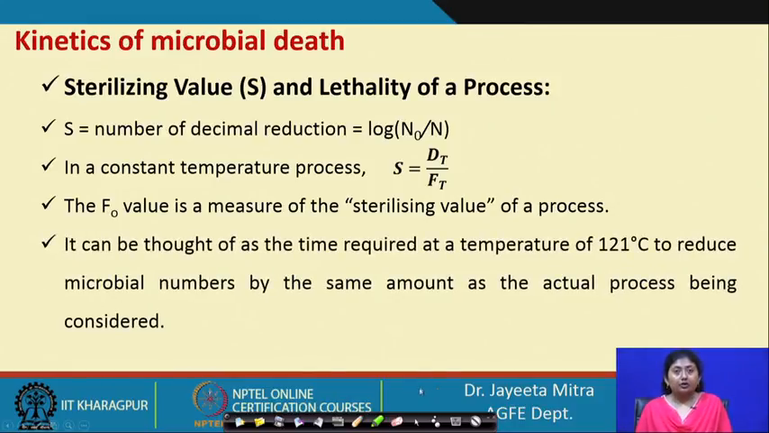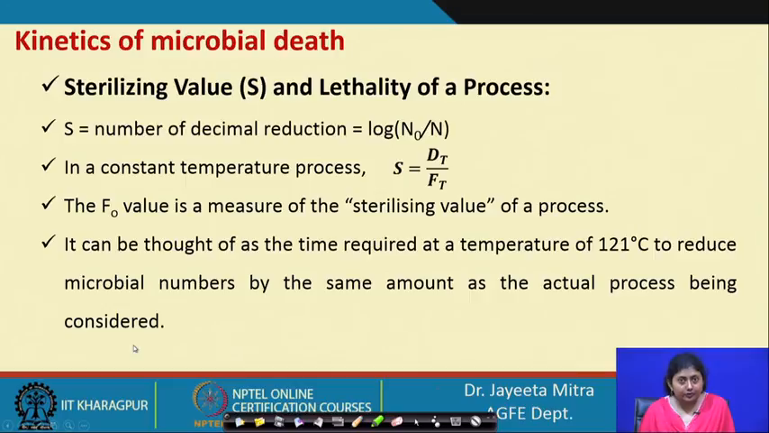Now, it can be thought of as the time required at a temperature of 121 degree Celsius to reduce the microbial number by the same amount as the actual process being considered. So, F0 value is thought of as the time required at a temperature of 121, because this is our reference temperature on the Celsius scale, to reduce the microbial number by the same amount as the actual process being considered.